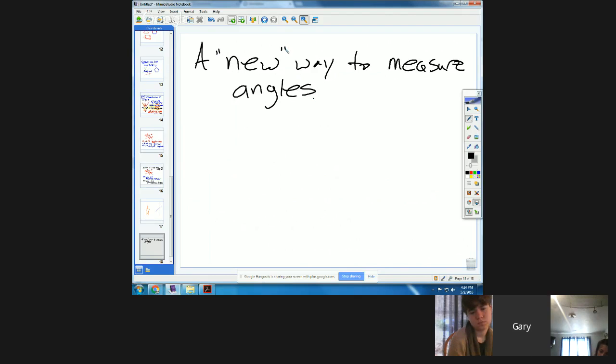Now, I'm calling this a new way to measure angles because it might be new to you guys, but it is not new in the world. This has been around for a long time. And I'm going to go into GeoGebra to explain some of it because I can draw pictures better there. So just the old ways we had to measure angles.